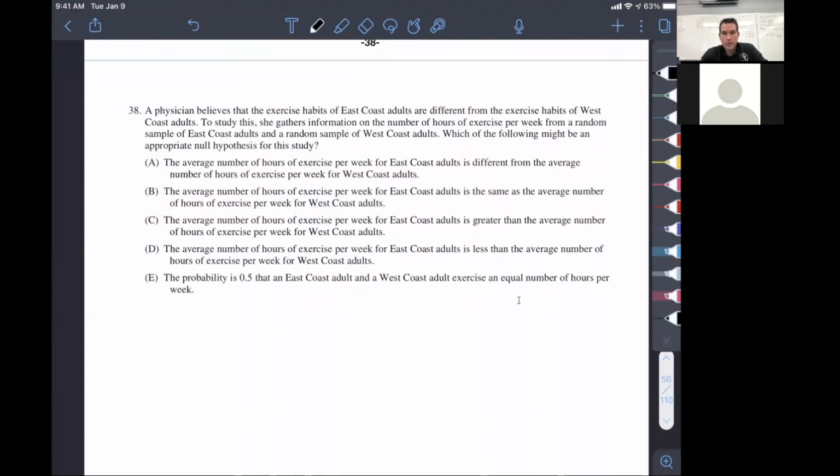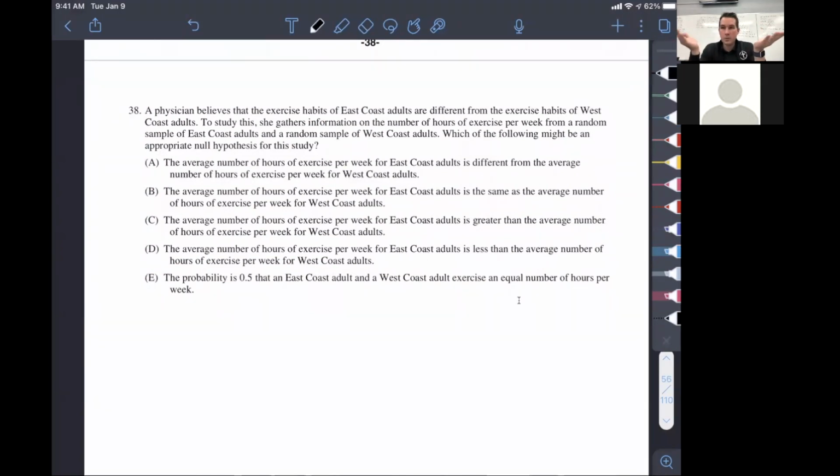38. A physician believes that the exercise habits of East Coast adults are different from the exercise habits of West Coast adults. To study this, she gathers information on number of hours exercised per week from a random sample of East Coast adults and a random sample of West Coast adults. Which of the following might be the appropriate null hypothesis for this study?